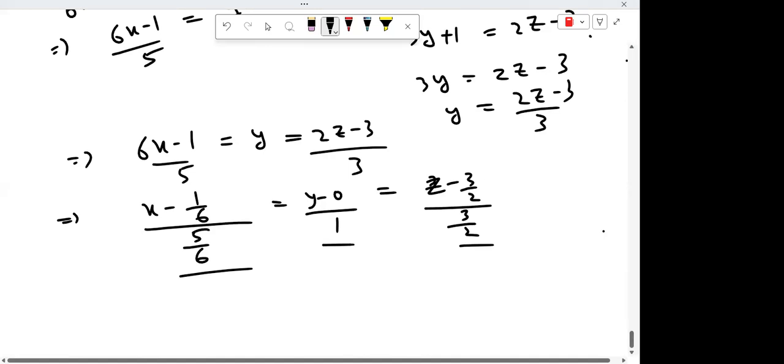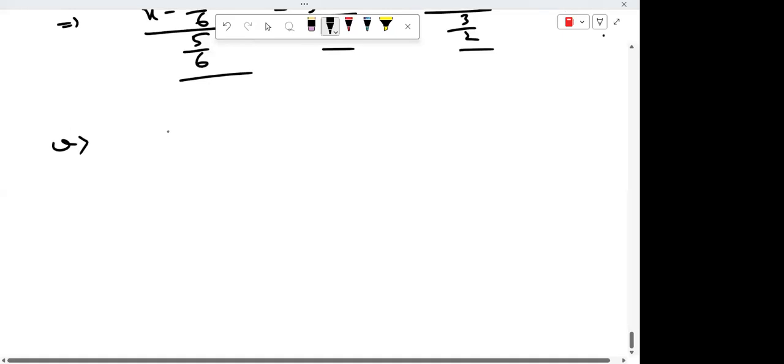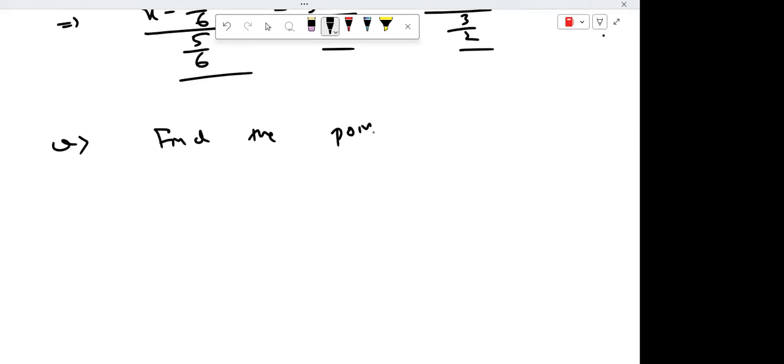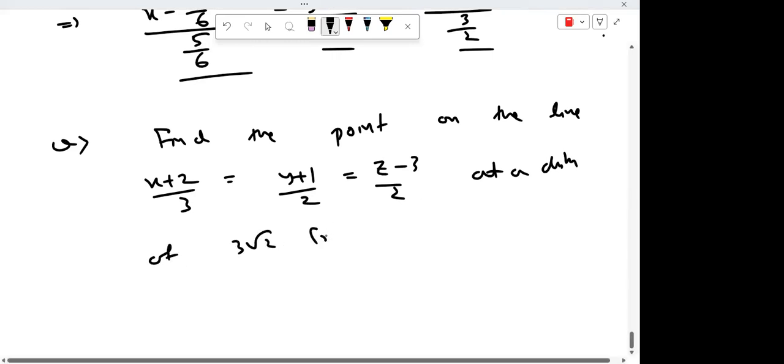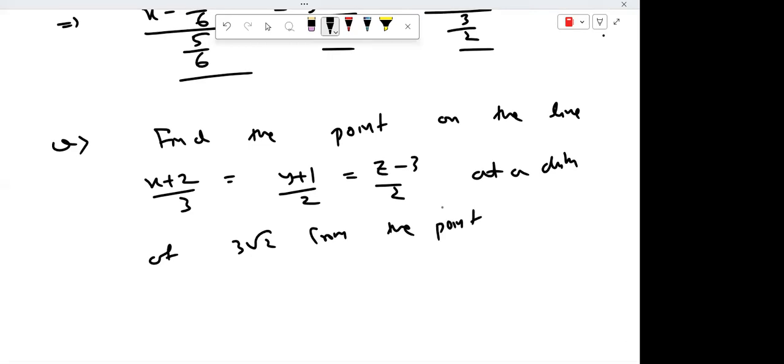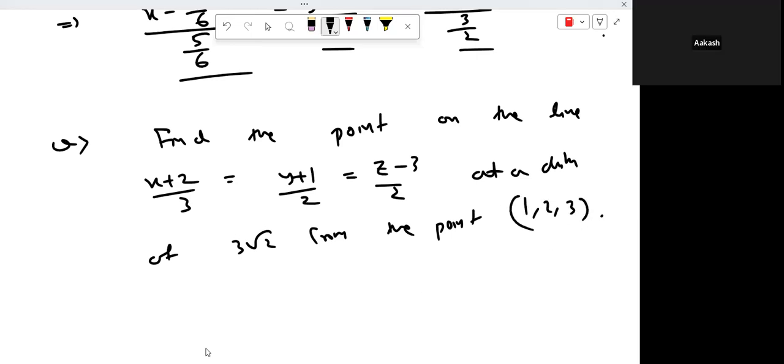One more question. Find the point on the line x plus 2 by 3 equals y plus 1 by 2 is equal to z minus 3 by 2 at a distance of 3 root 2 from the point (1, 2, 3). Okay. Now how do we solve this?